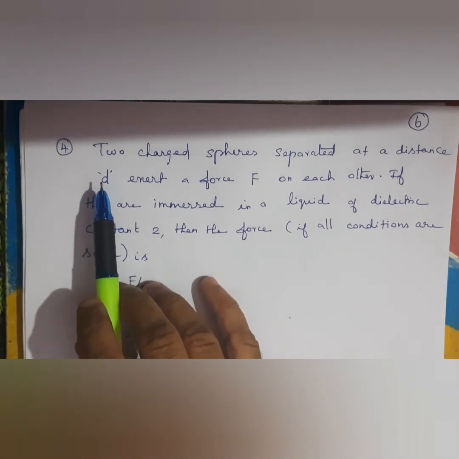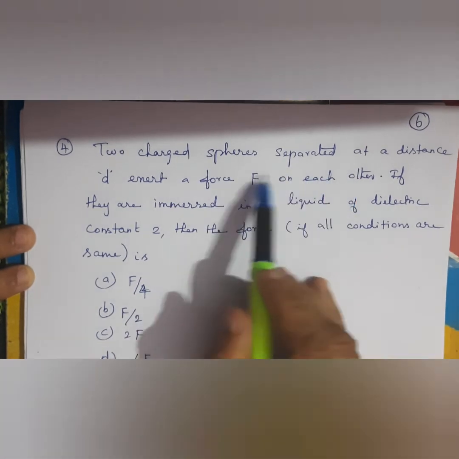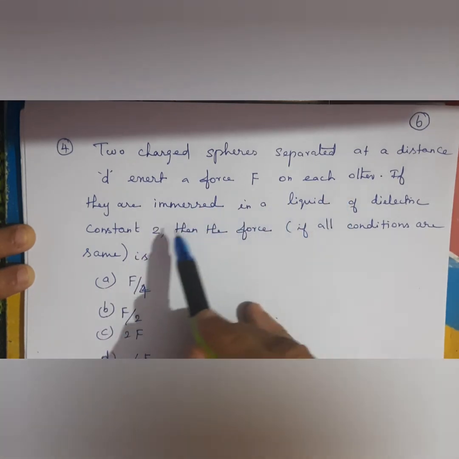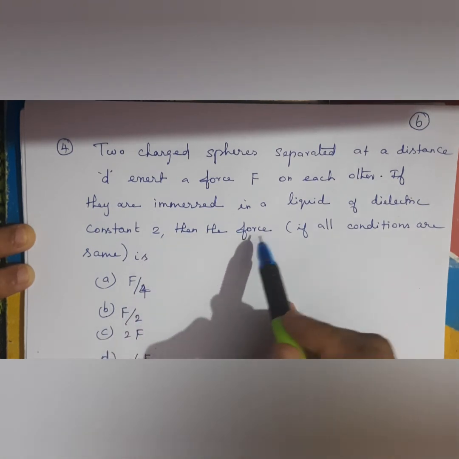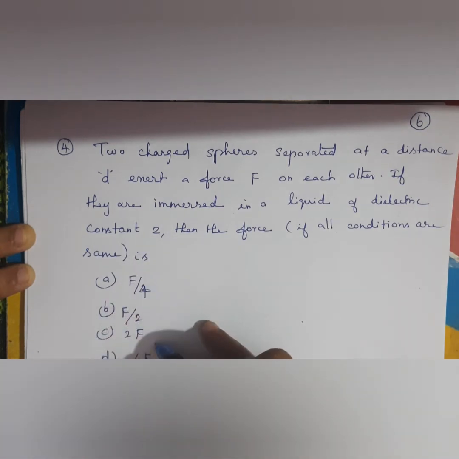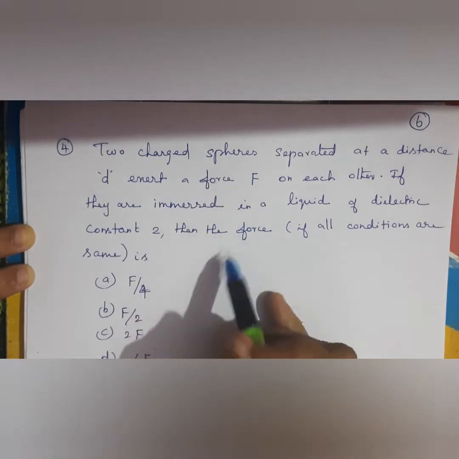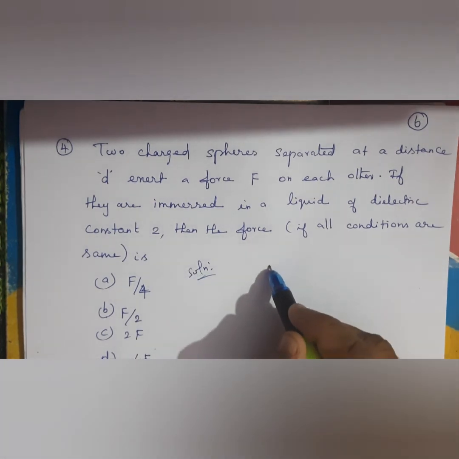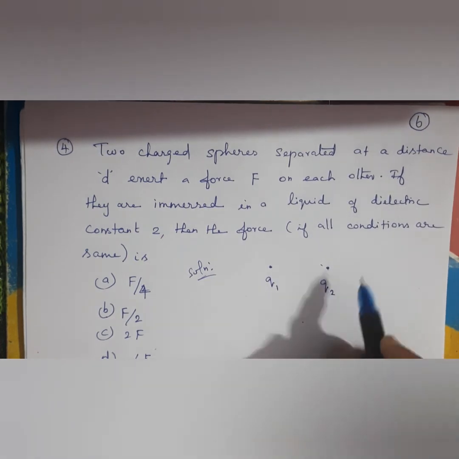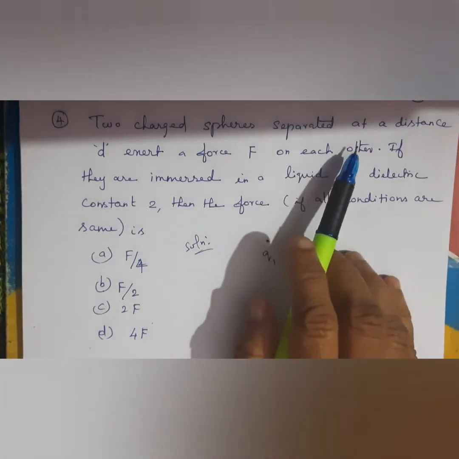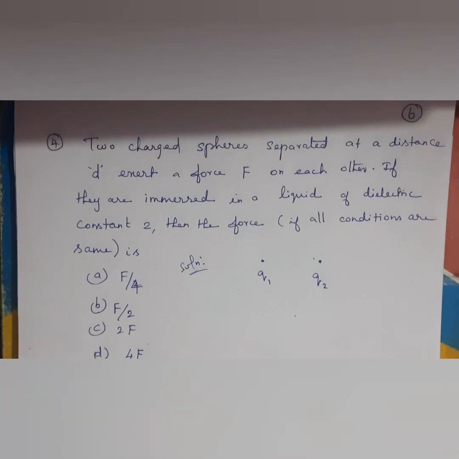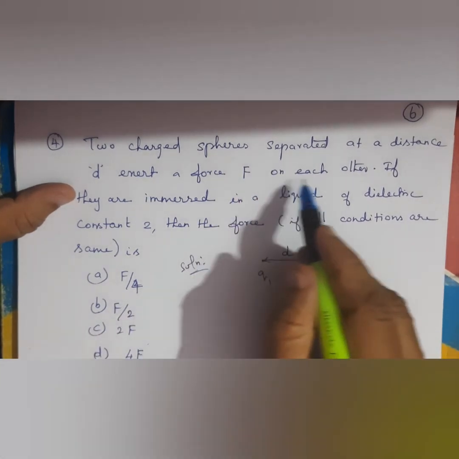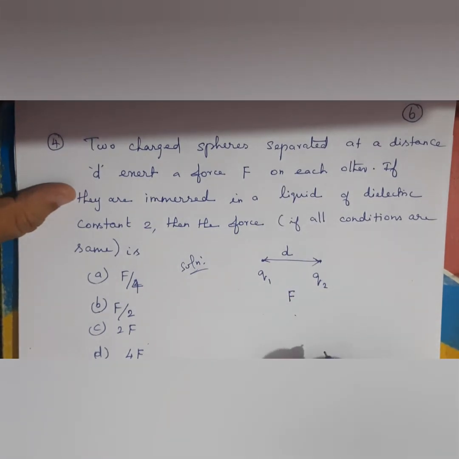Next problem number 4. Two charged spheres separated at a distance D exert a force F on each other. If they are immersed in a liquid of dielectric constant 2, then what is the force, if all the conditions are the same? So two charged spheres, you consider as Q1, Q2, separated at a distance D. The distance between the two charges you consider as D. They exert a force F on each other. So the force is capital F.